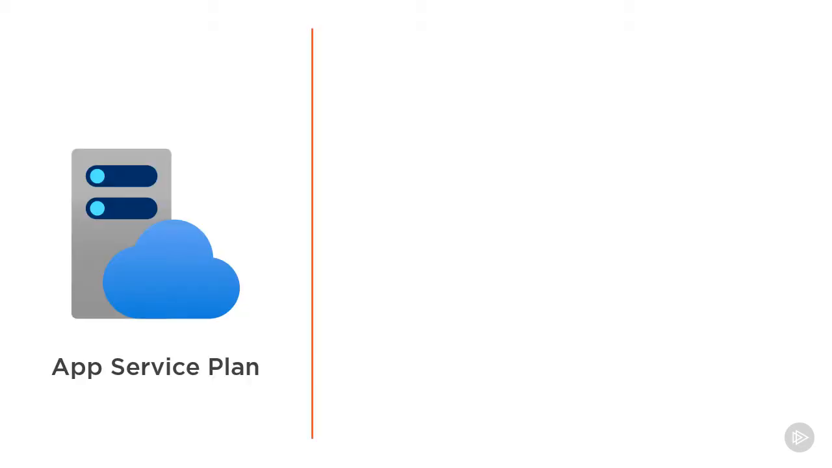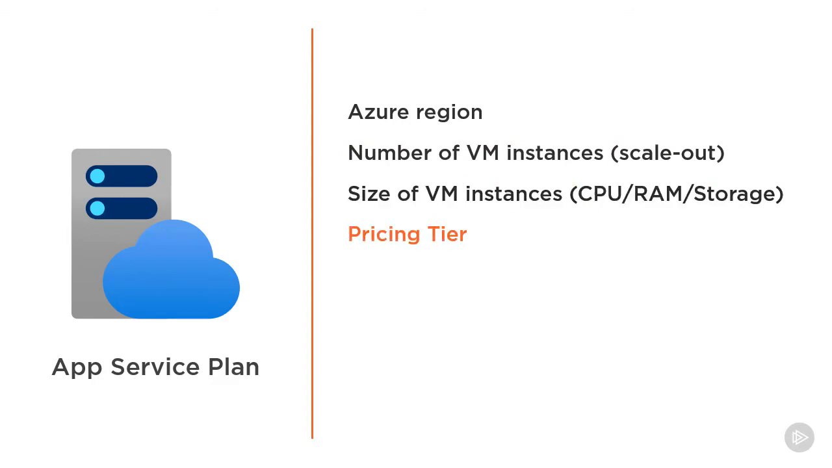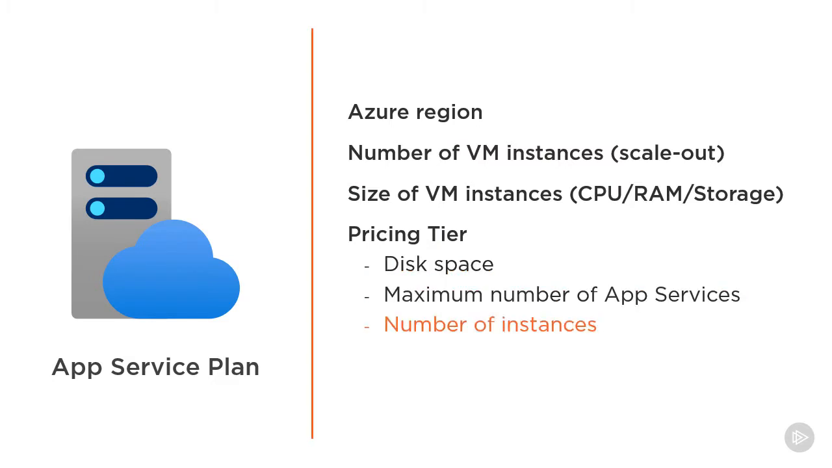An App Service Plan defines the region that the VMs run in, the number of VM instances, which is the number of VMs it's possible to scale out to, the size of the VM instances, and the pricing tier. The pricing tier determines the limits in terms of things like disk space for your app services, the number of apps you can host, and the number of VM instances you can scale out to within the plan. But the pricing tier also determines what features are available.